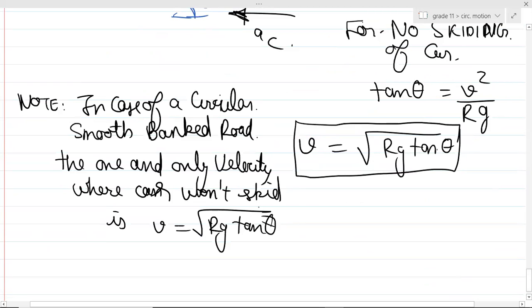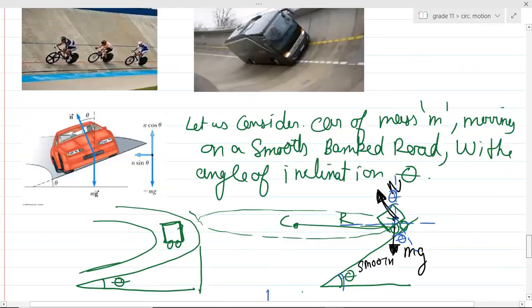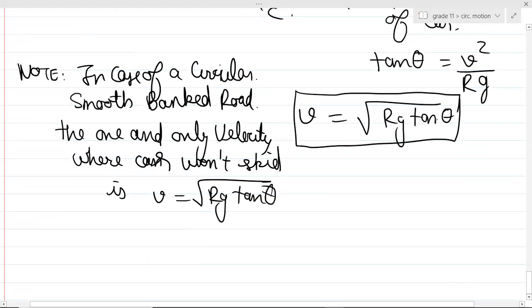Is this clear? Is this clear, guys? Are case 1 and case 2 clear? Is case 1 and case 2 clear, guys? Yes, sir. Yes.